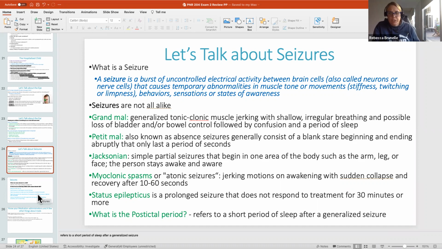A Jacksonian seizure is just another word for a simple seizure. So this is going to be one part of the body. So it's like an arm or a leg. It's a unilateral seizure. And a myoclonic spasm is a seizure on awakening. So you kind of jerk and collapse right as you're waking up, and they're very brief, usually just a few seconds. So status epilepticus is a prolonged seizure that lasts more than 30 minutes, and post-ictal is a period of being sleepy and not as interactive as you're coming out of a seizure.